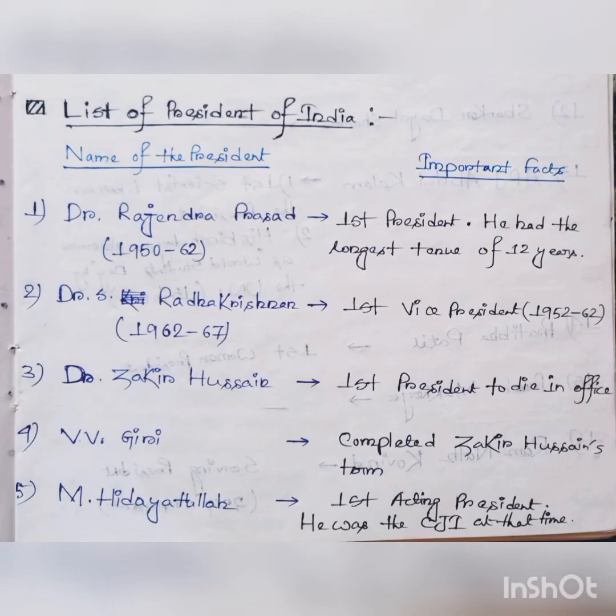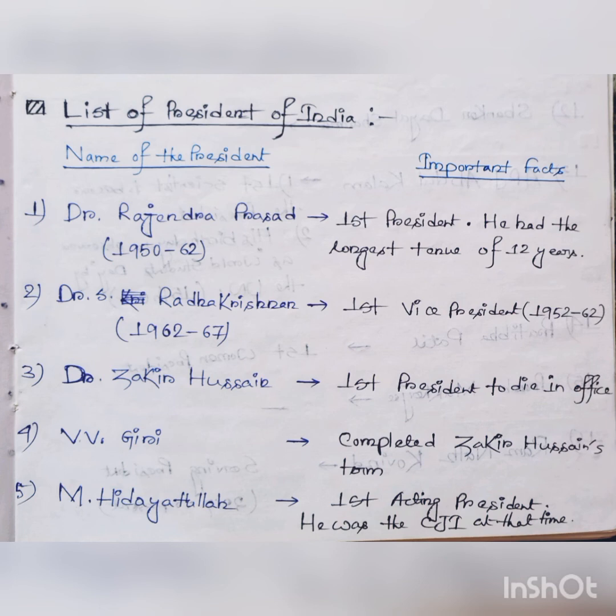Now we will discuss the list of Presidents of India. Number 1, the Presidents of India list and important facts. Number 1, Dr. Rajendra Prasad. His tenure was 1950 to 1962. He was the first President of India. He had the longest tenure of 12 years.